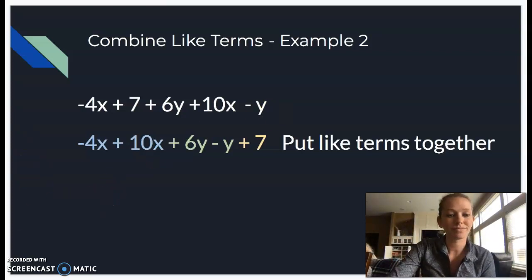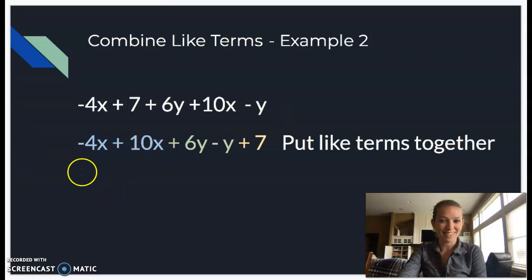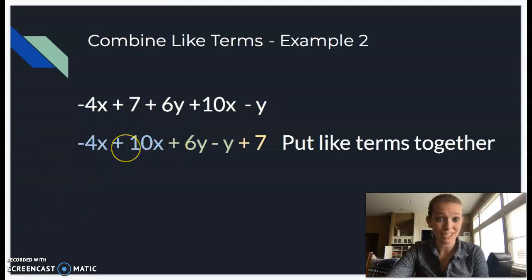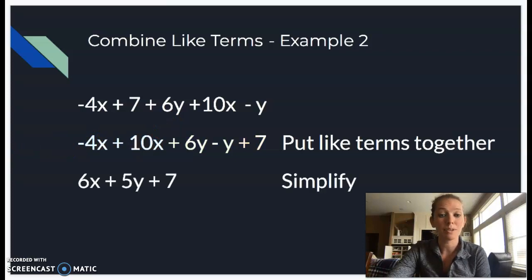Okay, so now, since I grouped my like terms, I can now simplify them. I'm now going to combine the ones that are alike. So I'm going to put my x's together. So I have negative 4x and 10x, and I can combine those two things. So again, I just think about this as regular math, so I'm just doing negative 4 plus 10, which gives me positive 6. And then I include my variable with it, so I put the x next to it.